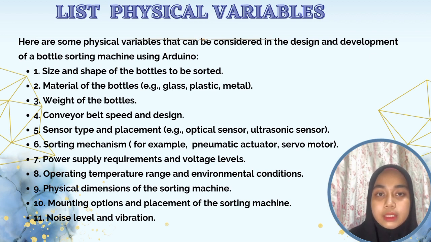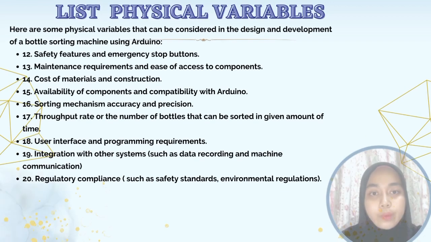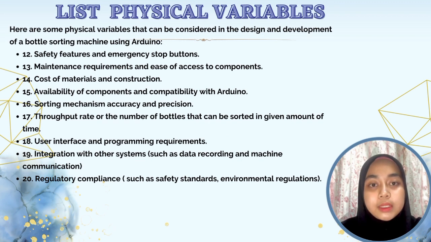Number 8, operating temperature range and environmental condition. Number 9, physical dimension of the sorting machine. Number 10, mounting options and placement of the sorting machine. Number 11, noise level and vibration. And number 12 is safety feature and emergency stop buttons. Next, number 13, maintenance requirement and easy access to the components.